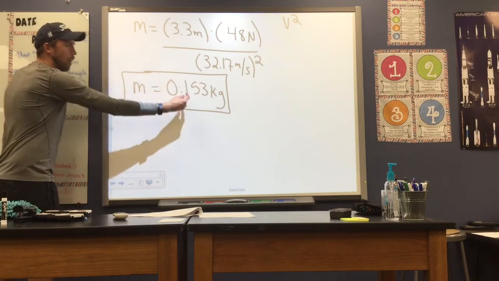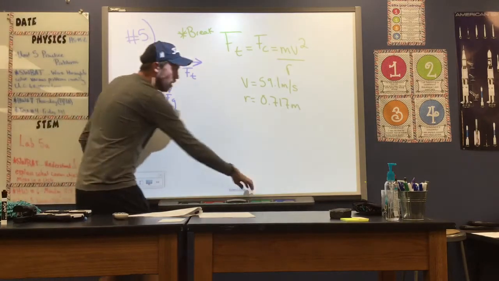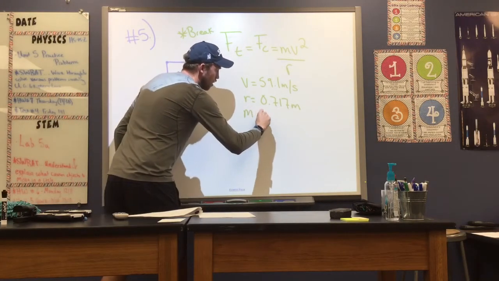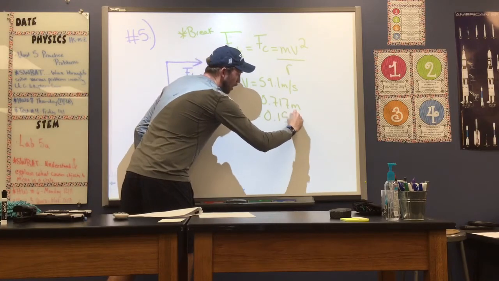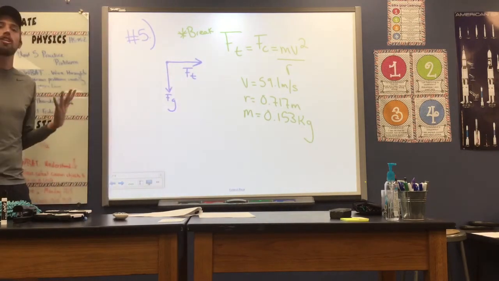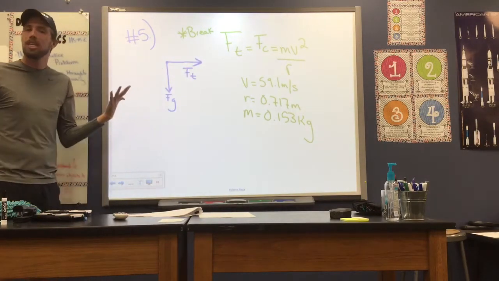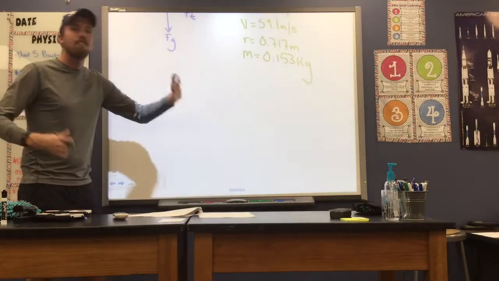So now I'm going to take this value and bring it back to our braking scenario, right? Now that we have our mass, 0.153 kilograms, we can solve for our braking tension. And a good way to check this is that we know it should be larger than our tension at the beginning. It should be bigger than 48. So let's plug in the values that we know.